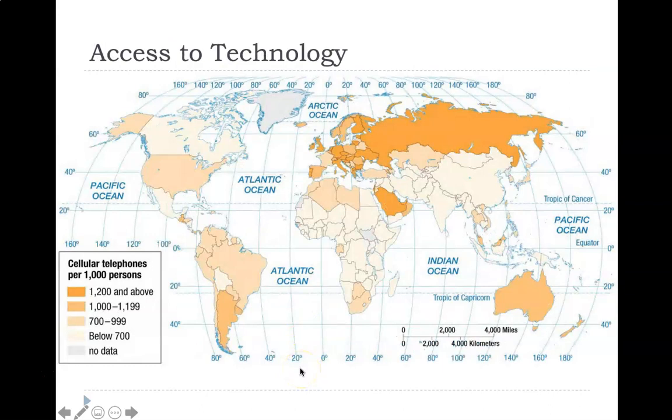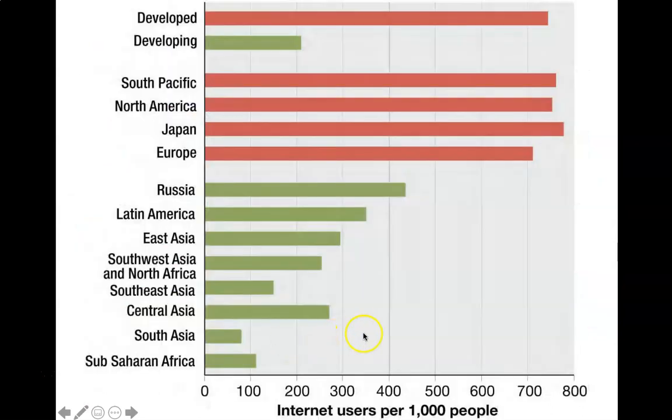Access to technology. Here's cell phones per 1,000 persons, and this is interesting. We do see a higher correlation in Europe, and then this is again where we look at the curious case of Russia, right, where they have more cell phones per capita than the United States or Canada, right? Internet users per 1,000 people, right? We see a clear correlation between the developed and developing in the number of internet users, right? The availability of technology in a developed place, right, really affects your quality of life, and so you can see that as well.